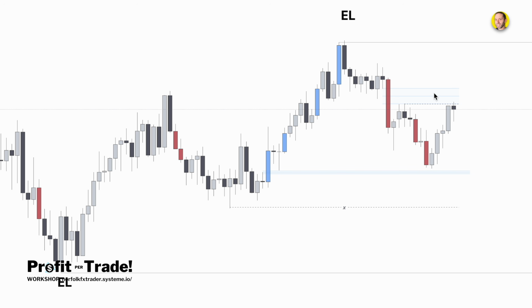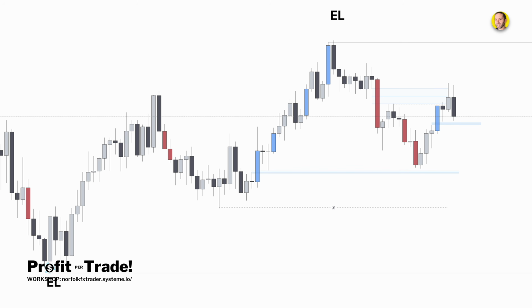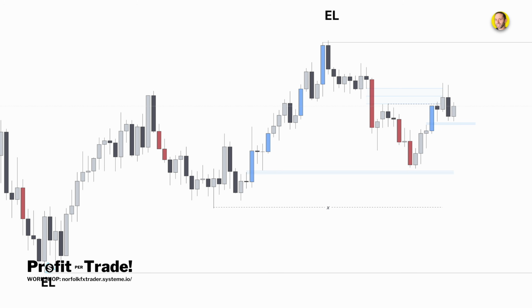So we've just pushed up into this imbalance, looking for a reason for the market to want to sell off. So we have just created this bullish area where we could bounce from for potential buy. So we pull back, not quite.